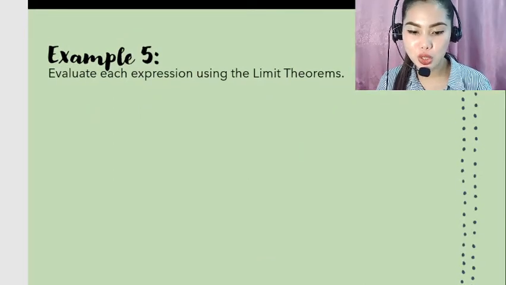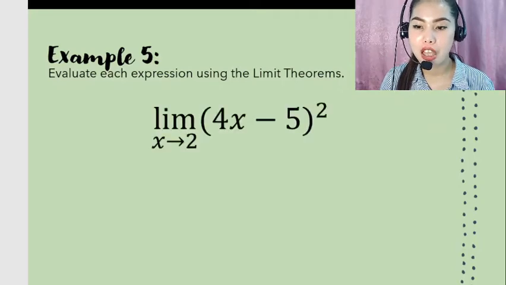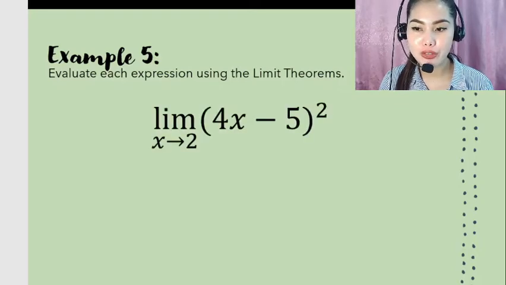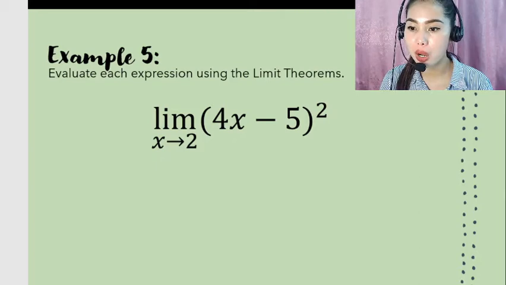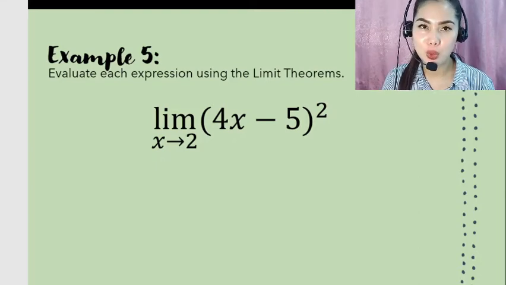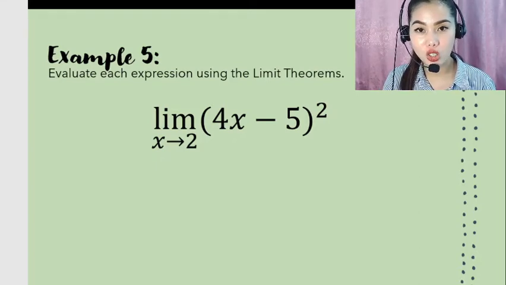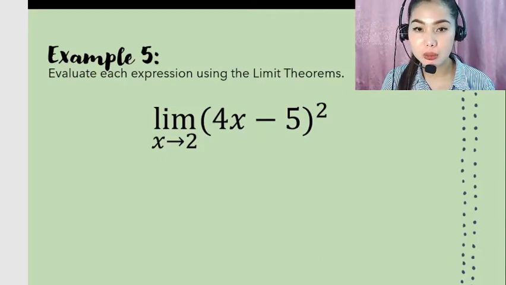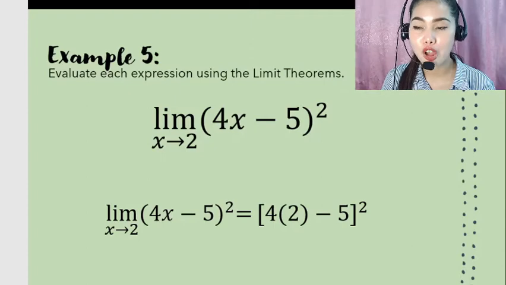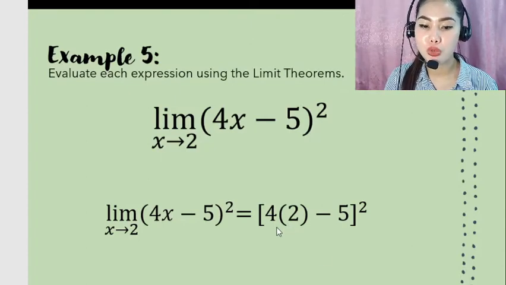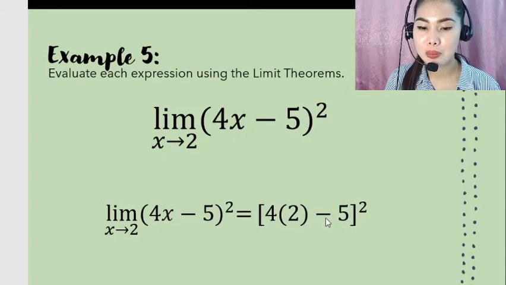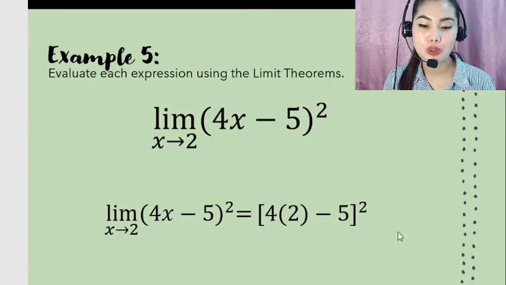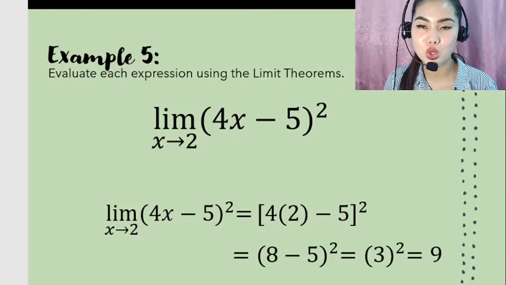Alright, next we'll go to example number 5. Find the limit of the quantity 4x minus 5 raised to the power of 2 as x approaches 2. So again, all we have to do is to simply substitute our value of x by 2. So you will then have 4 times 2 minus 5 raised to the power of 2. So 4 times 2 is 8, minus 5 is 3. 3 squared is now equivalent to 9.